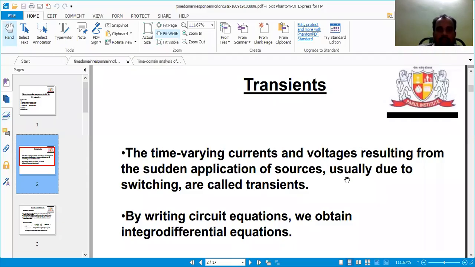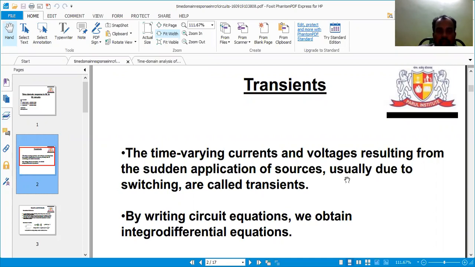The time domain analysis of first order RL and RC circuits. Okay, resistance-inductance and resistance-capacitance series circuits. Before going to the topic, what are transients? What is the time response?